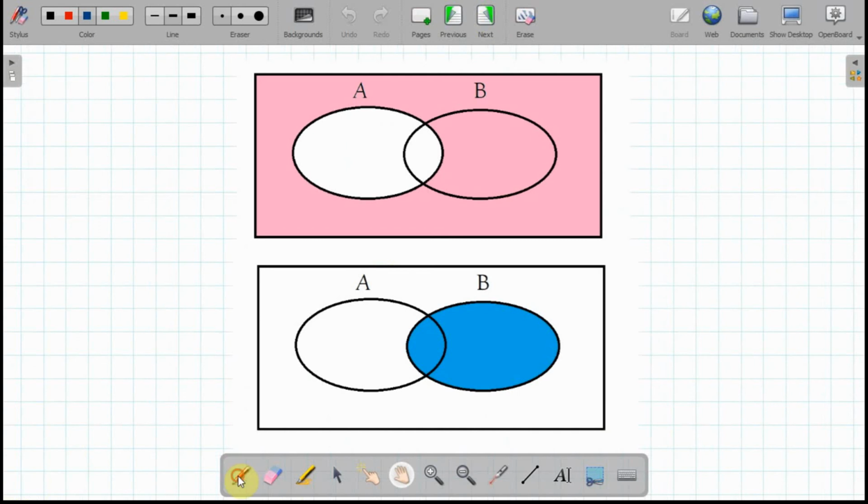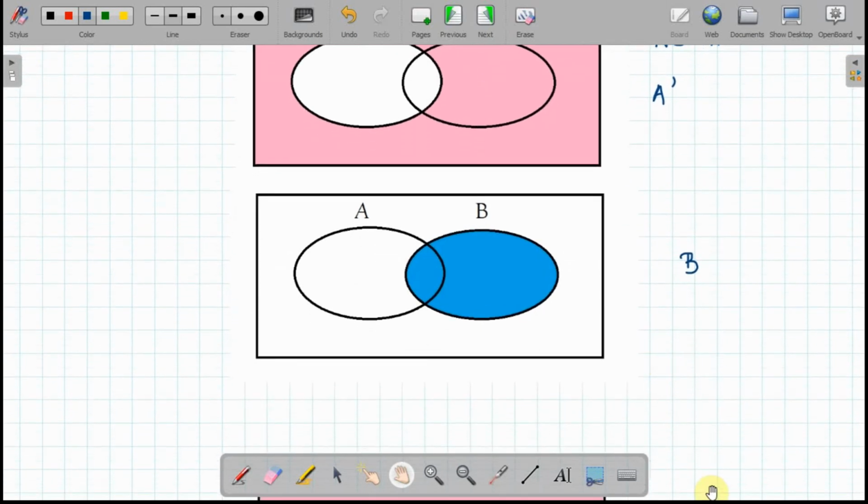Okay, so we've got two diagrams here. In the first one, everything is shaded except for A, so this one's not A, which can be written as A with an apostrophe. And the second one, only B is shaded, so that's just written as B. So what if someone said, hang on, can you shade the union of these two? So the union of these two will be written as not A union B.